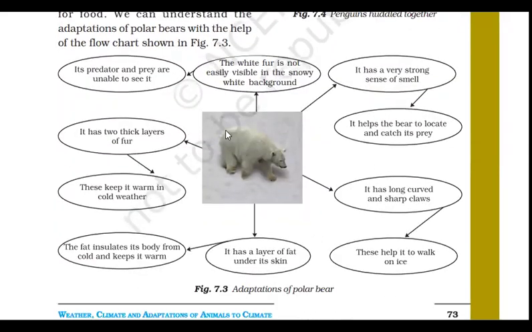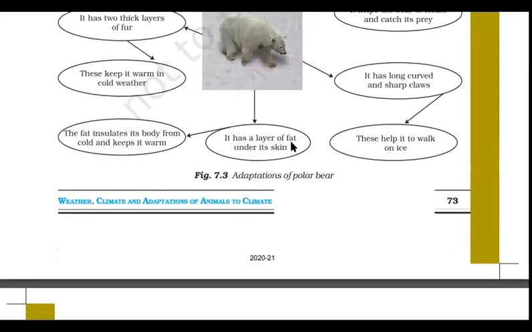Okay. So what are the adaptations of polar bear? We have studied the adaptation of polar bear. Yes, right. We studied how polar bears adapt themselves, how they have thick fur, which keeps them warm, how they have white feet, which can help them walk on the ice as well as help them swim. They have long, sharp claws, thick fat under the skin, which makes them warm. They have strong sense of smell, which helps them hunt their prey. And the white fur not only makes them kind of invisible, which means in ice it is difficult to see the polar bears, right? Okay.